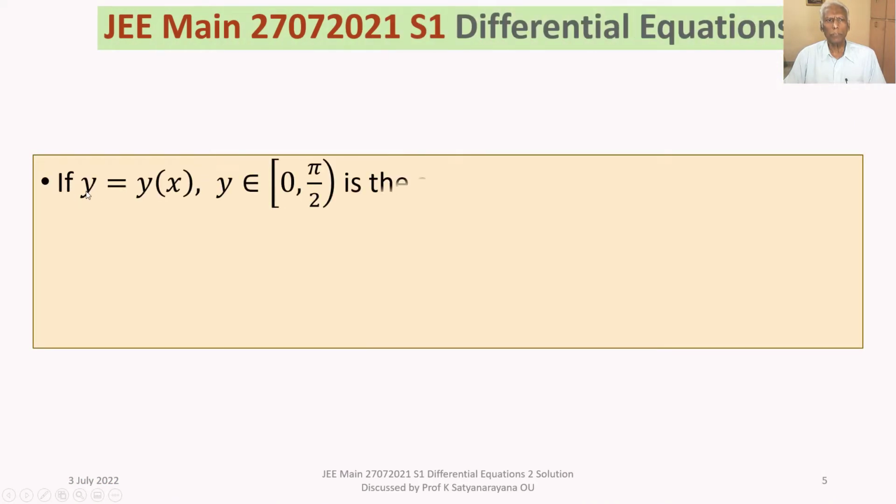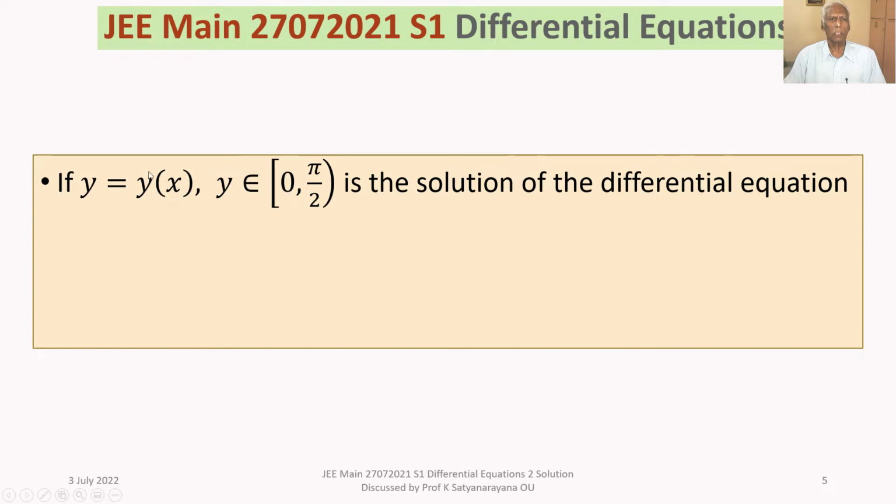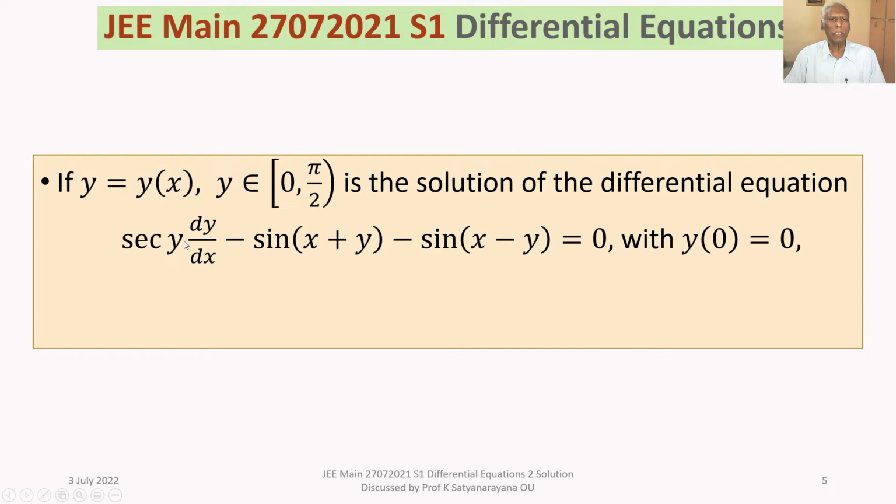The problem is: if y is a function of x, y belongs to the semi-closed interval [0, pi/2), is the solution of the differential equation secant y dy/dx minus sin(x + y) minus sin(x - y) is equal to 0, with y at x = 0 being 0, then 5 times y prime at x = pi/2 is equal to dash.